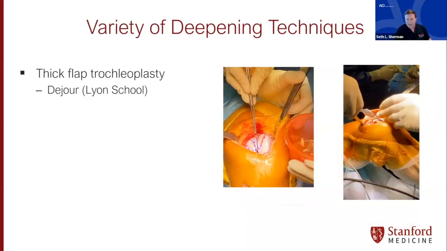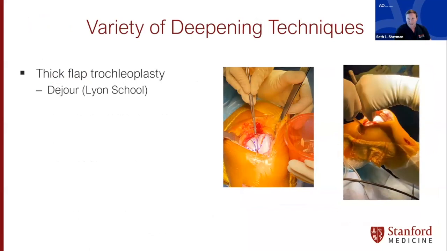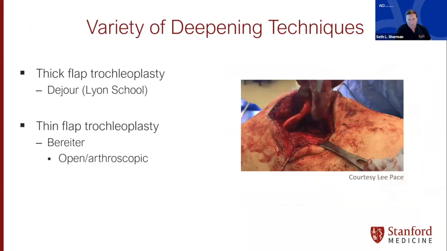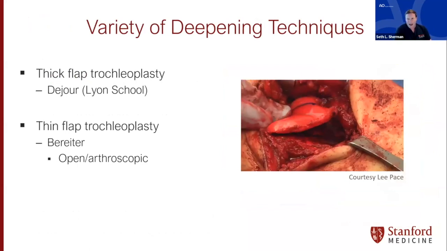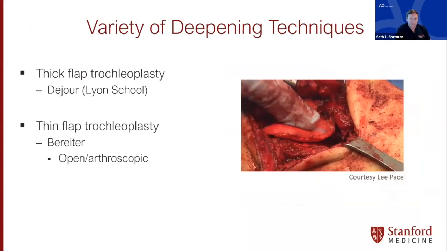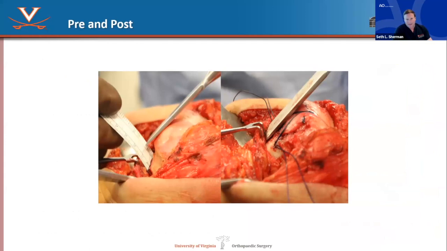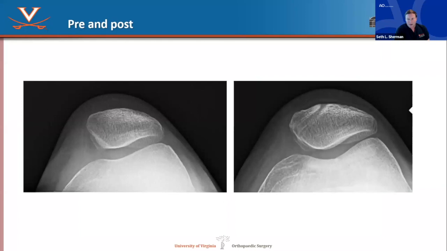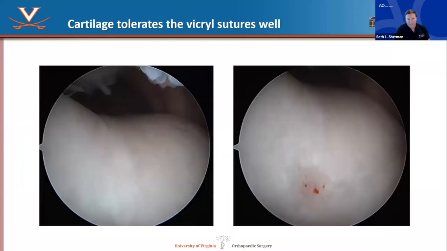David Dejour does the thick flap trochleoplasty, as you can see here. Some will do a thin flap trochleoplasty, open or arthroscopic, as you can see here in this video. This is from David Dejour, who has been a thought leader in America on the topic. You can see how you can take that supratrochlear spur and get the entrance of the trochlea flush to the anterior cortex. You can also contour the groove proximally and even into deeper flexion.